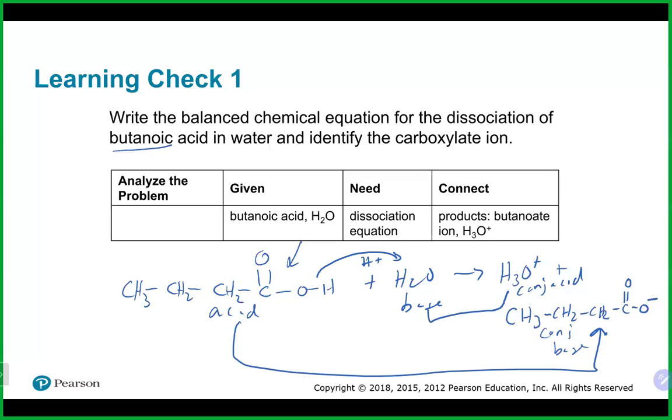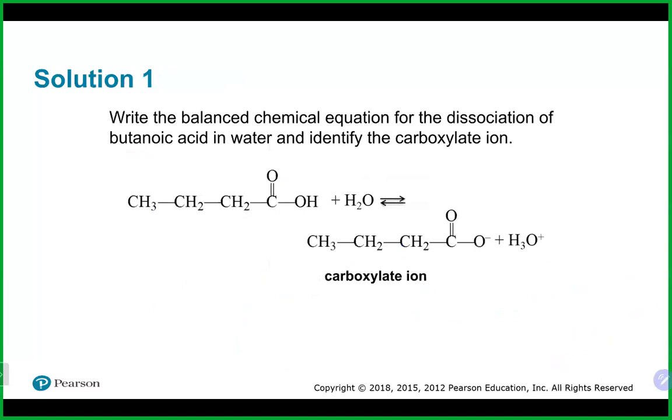And just like we talked about when we did that, when somebody loses an H plus, they become one more negative, which is again why the acetate there has a negative charge on the right-hand side. Any questions on that there? There it is, neater, I suppose. All right.